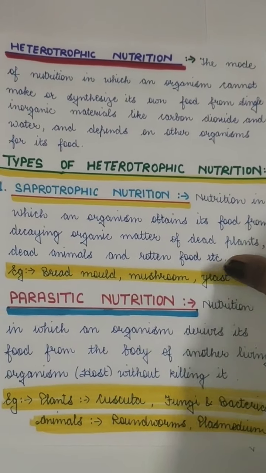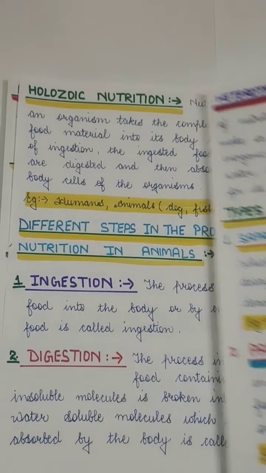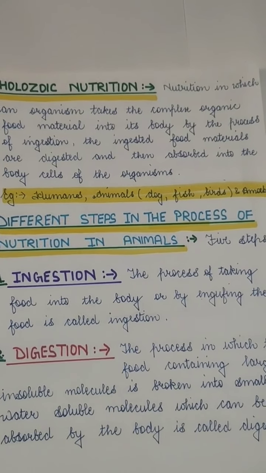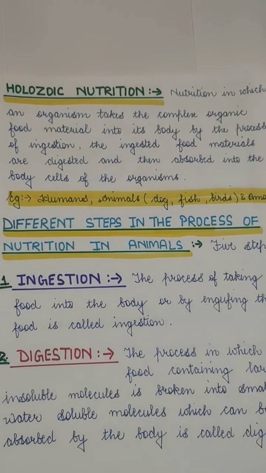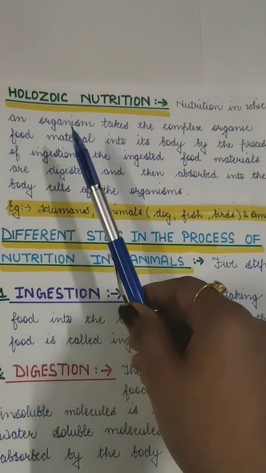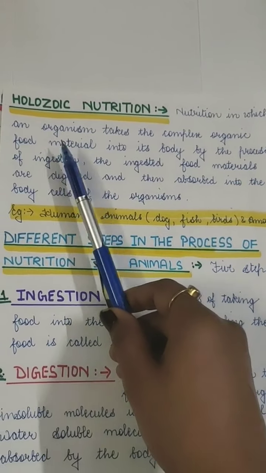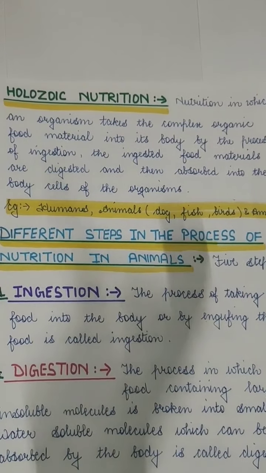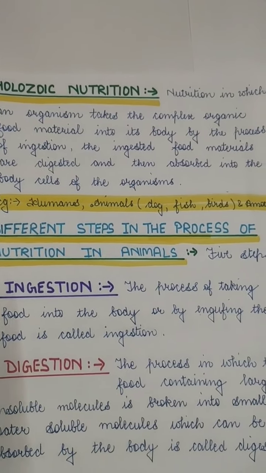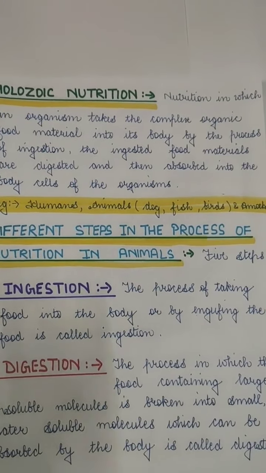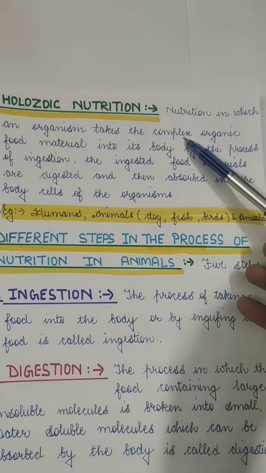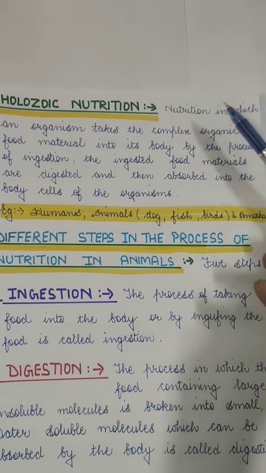their food like that. But in the holozoic nutrition, the food has to enter the mouth, it has to be digested, it has to be assimilated in the body. So this is the mode of nutrition in which an organism takes a complete organic food. So they take the solid food. In the parasitic nutrition, they take liquid food, and in the saprotrophic nutrition, they take the food which is almost digested, cooked food.